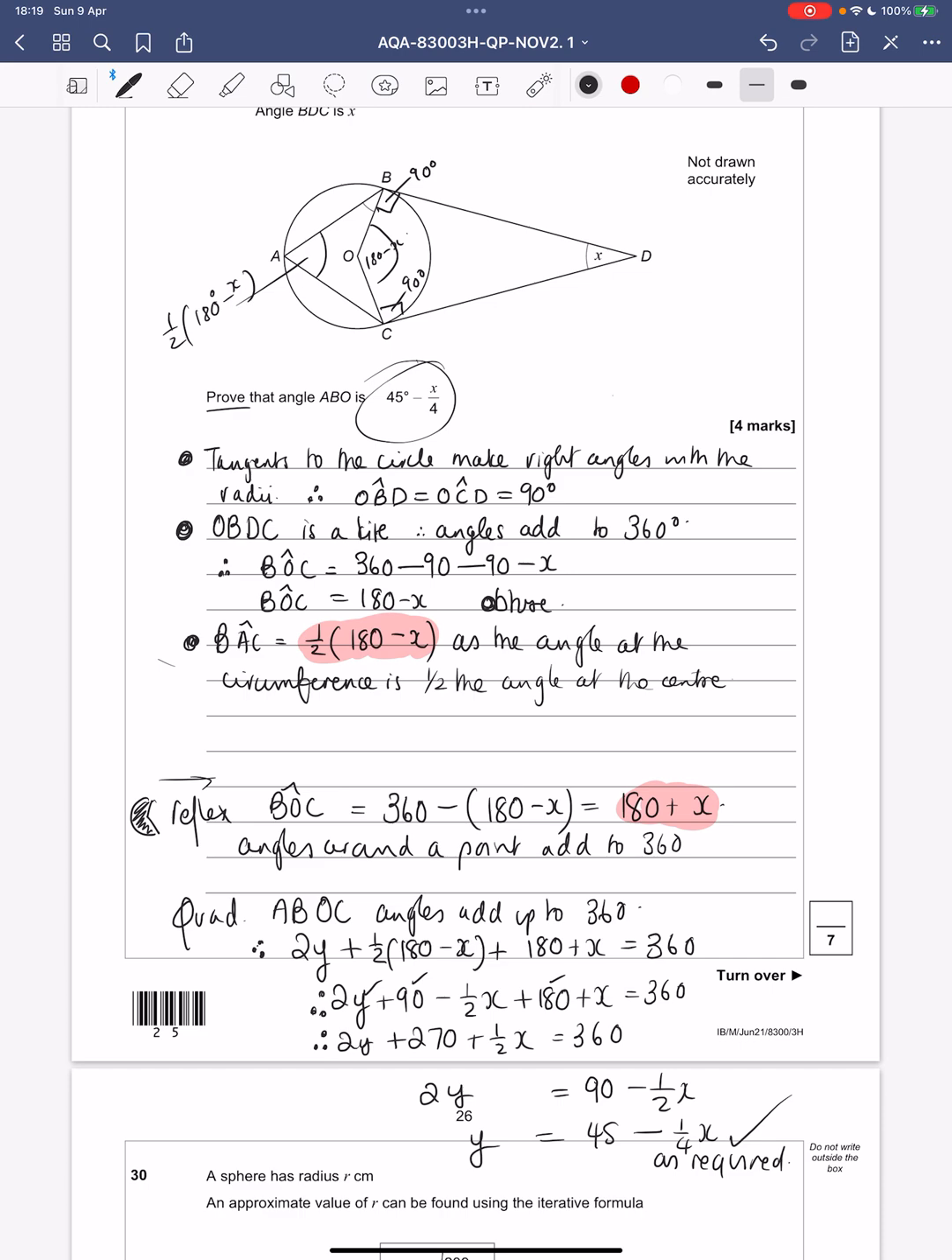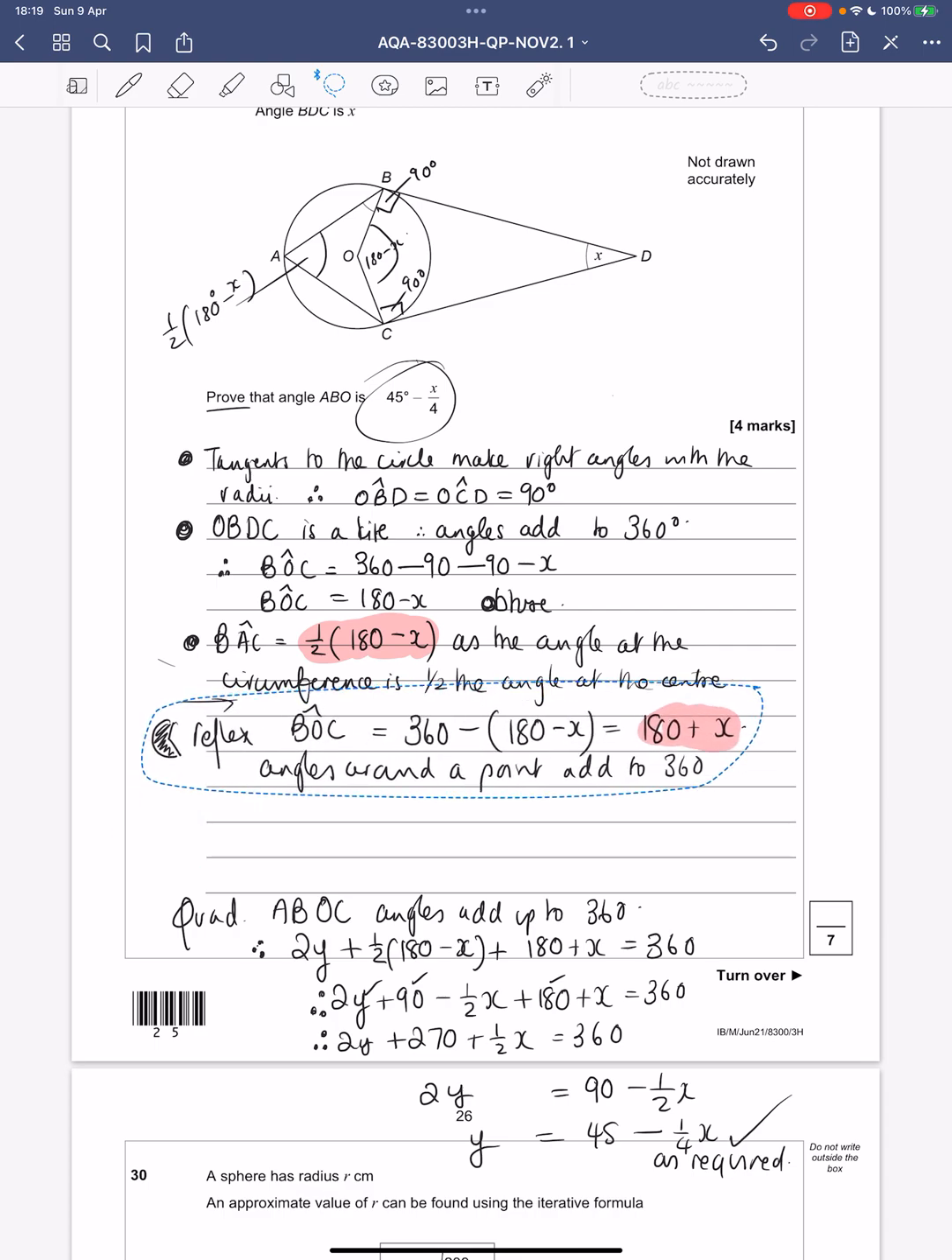Now this shape here, ABOC, is a four-sided shape, and these angles add up to 360. So let's start with this one here. Angles around the point add up to 360 as well. So the reflex side is 360 take away 180 minus x, which is 180 plus x.